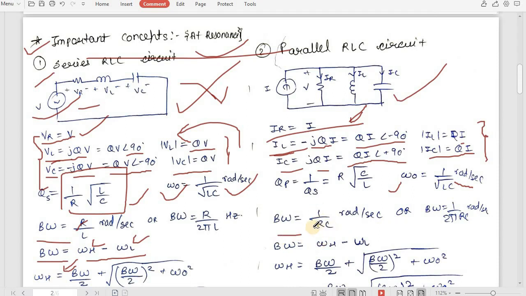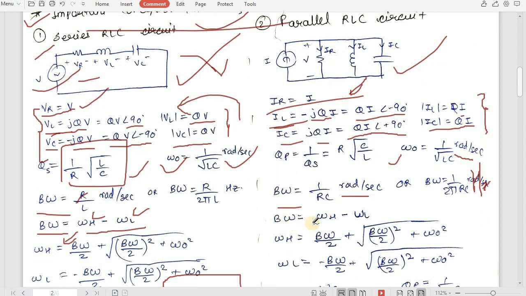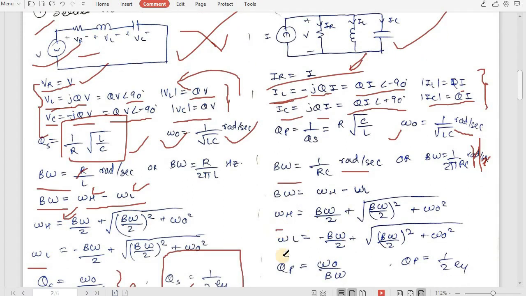Note one thing here, the bandwidth is only a function of R and C, it is not a function of L. It is in radians per second. If you want it in hertz, it will be 1 upon 2 pi RC hertz. Now bandwidth is also written as omega H minus omega L. The omega H, omega L formulas are the same as you have seen in the series RLC network. The only thing is here the bandwidth is 1 upon RC, omega naught is 1 upon square root of LC. And the quality factor in terms of omega naught and bandwidth is the same. Quality factor in terms of zeta is also the same.